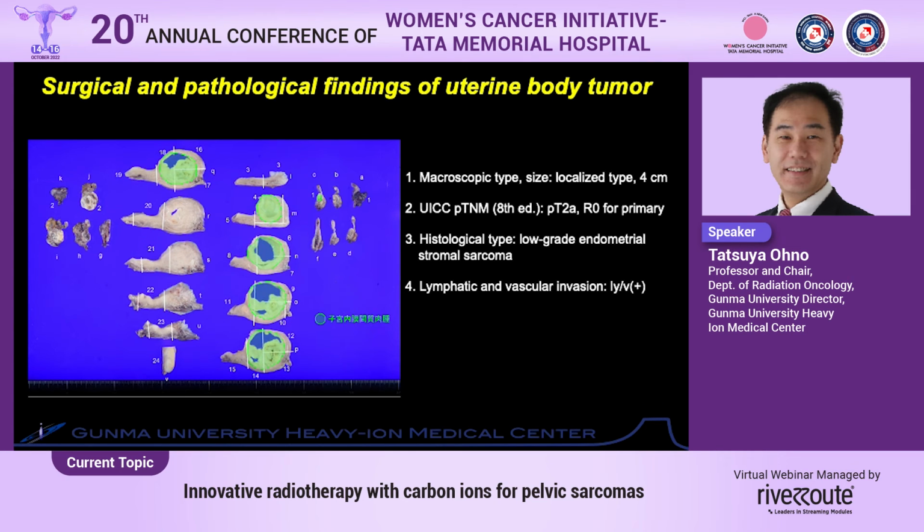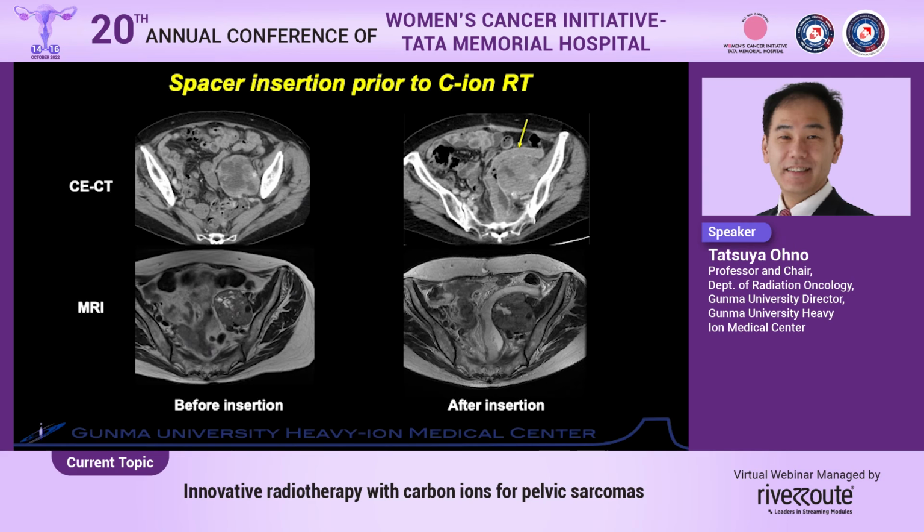This picture shows the surgical specimen, and the light green colored lesion indicates the uterine tumor. The uterine tumor was completely resected and pathologically diagnosed as low-grade endometrial stromal sarcoma. Along with the hysterectomy, a spacer seed was inserted. On the left, the GI tract widely contacted the lymph node tumor. After insertion of the spacer, the GI tract was displaced by a distance of more than 1 cm.